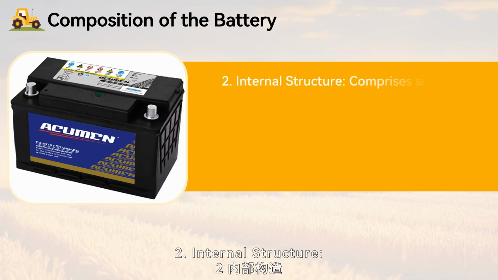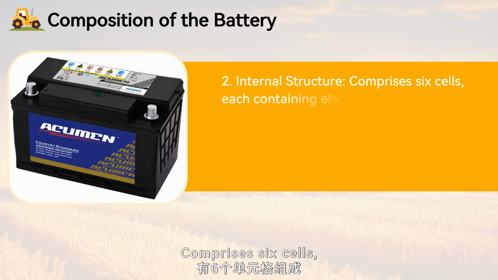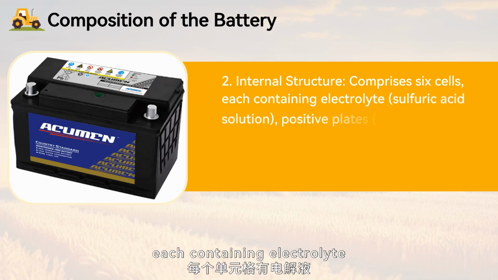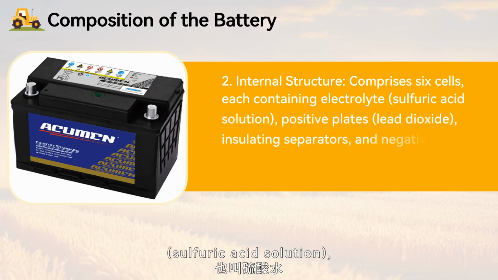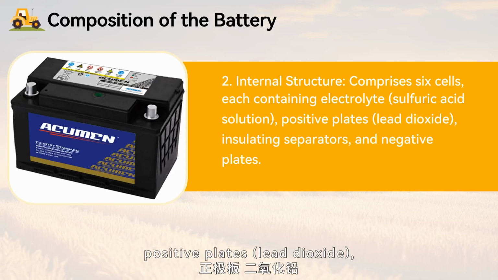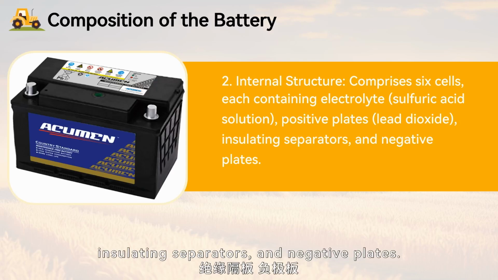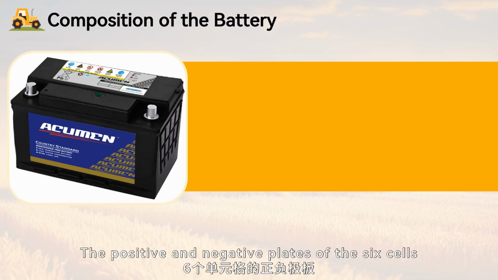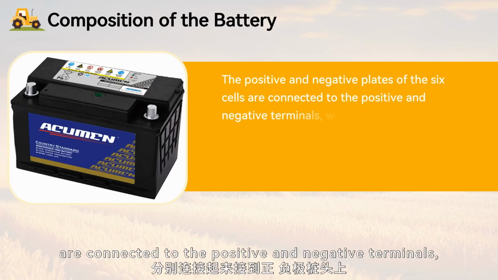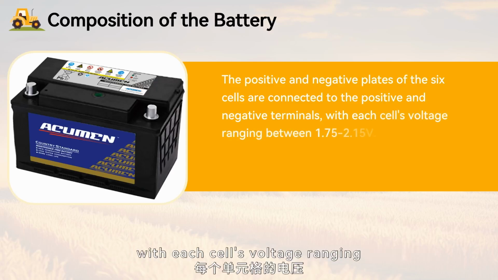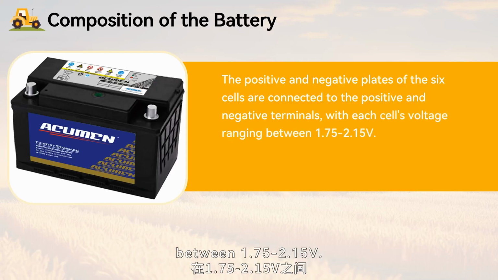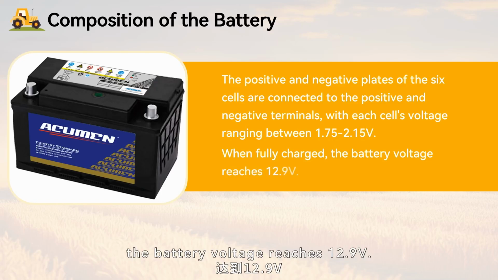2. Internal structure. Comprises 6 cells, each containing electrolyte, sulfuric acid solution, positive plates, lead dioxide, insulating separators, and negative plates. The positive and negative plates of the 6 cells are connected to the positive and negative terminals, with each cell's voltage ranging between 1.75 to 2.15 volts. When fully charged, the battery voltage reaches 12.9 volts.